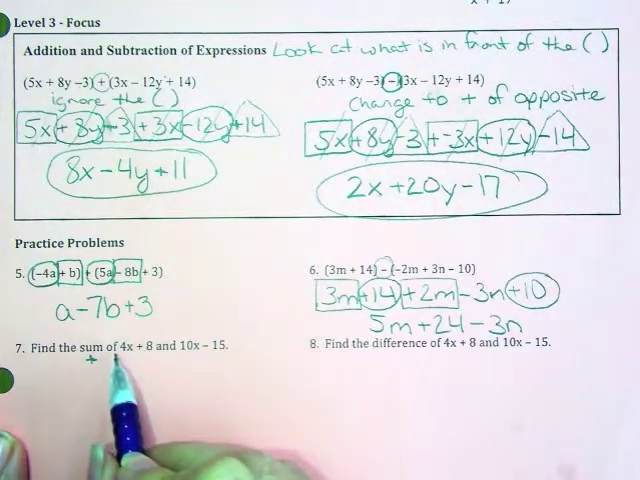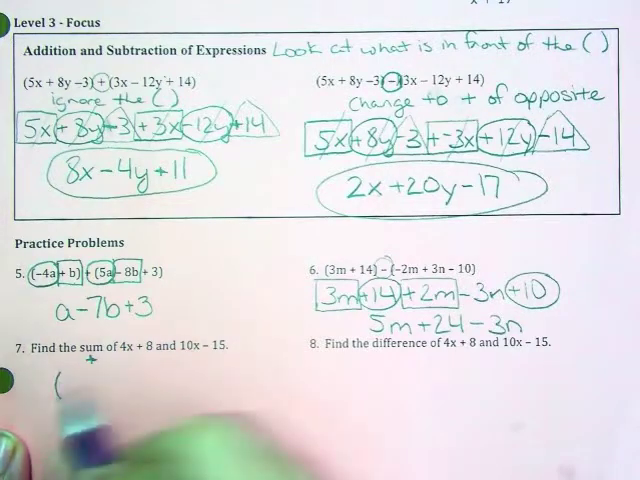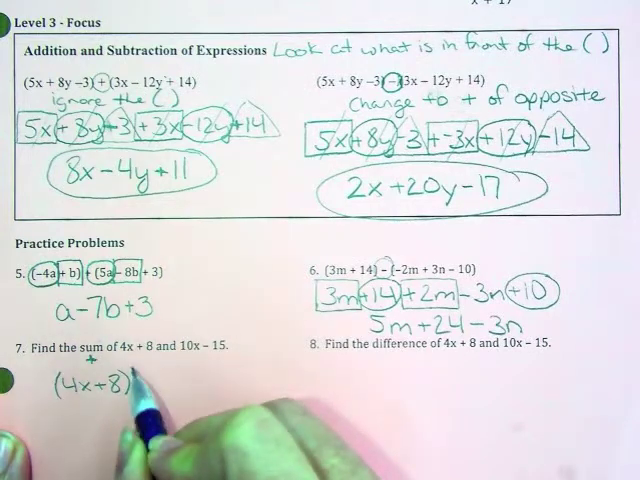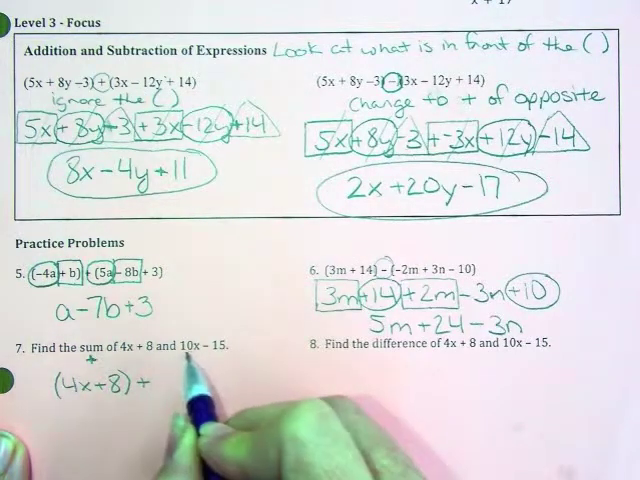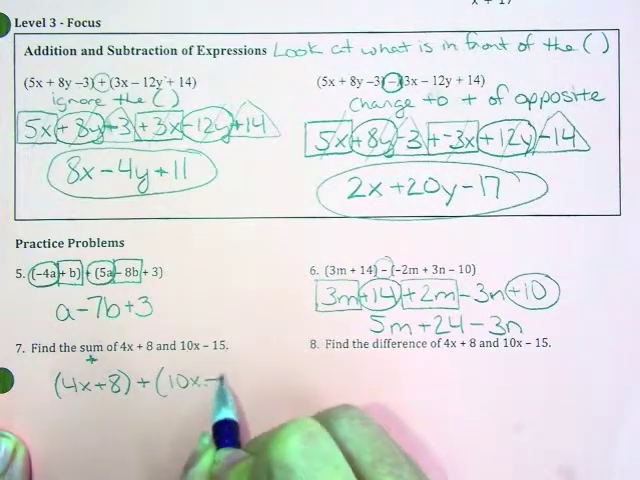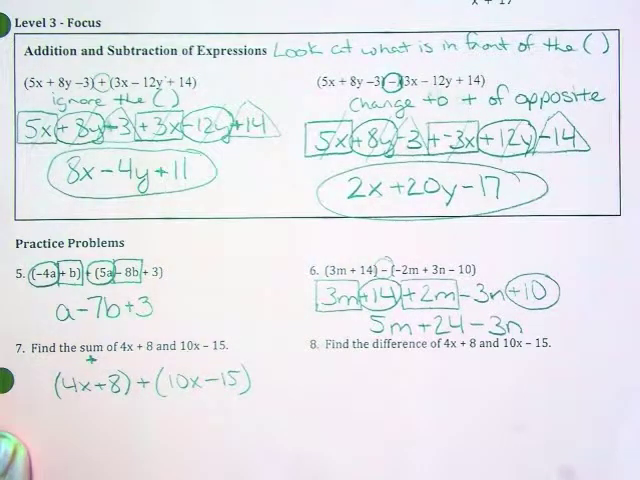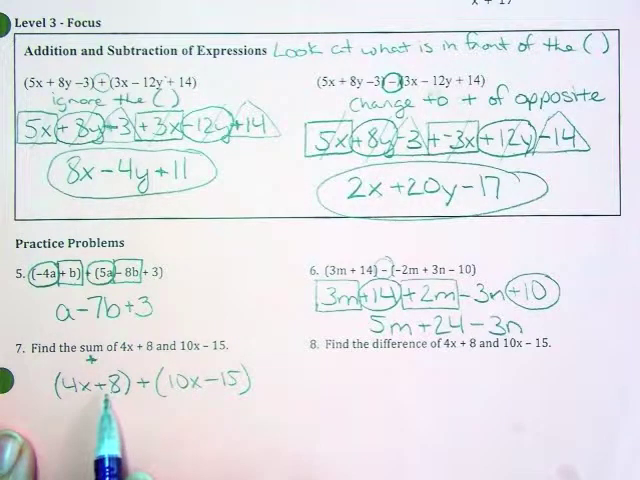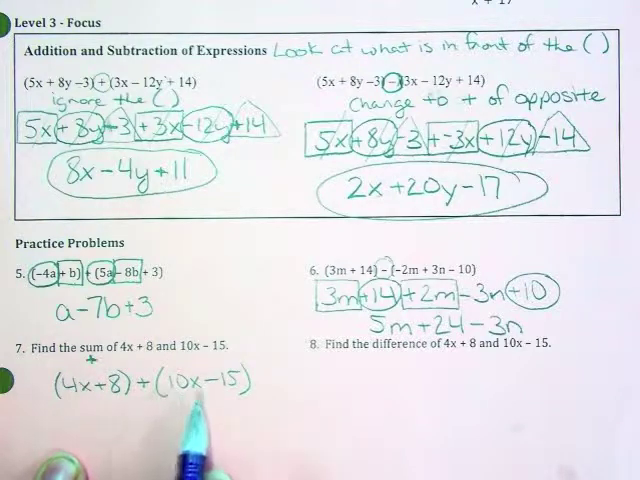This 4x plus 8 is one expression, so I'm going to put in parentheses, 4x plus 8. Sum, so I want to add to that the second expression, so I'm going to put that in parentheses, 10x minus 15. As we wrote it, we put the parentheses just to indicate these were separate expressions. But there's no multiplication. My operation is addition. The parentheses are not necessary, and I'm not going to look at them anymore as I continue the problem.